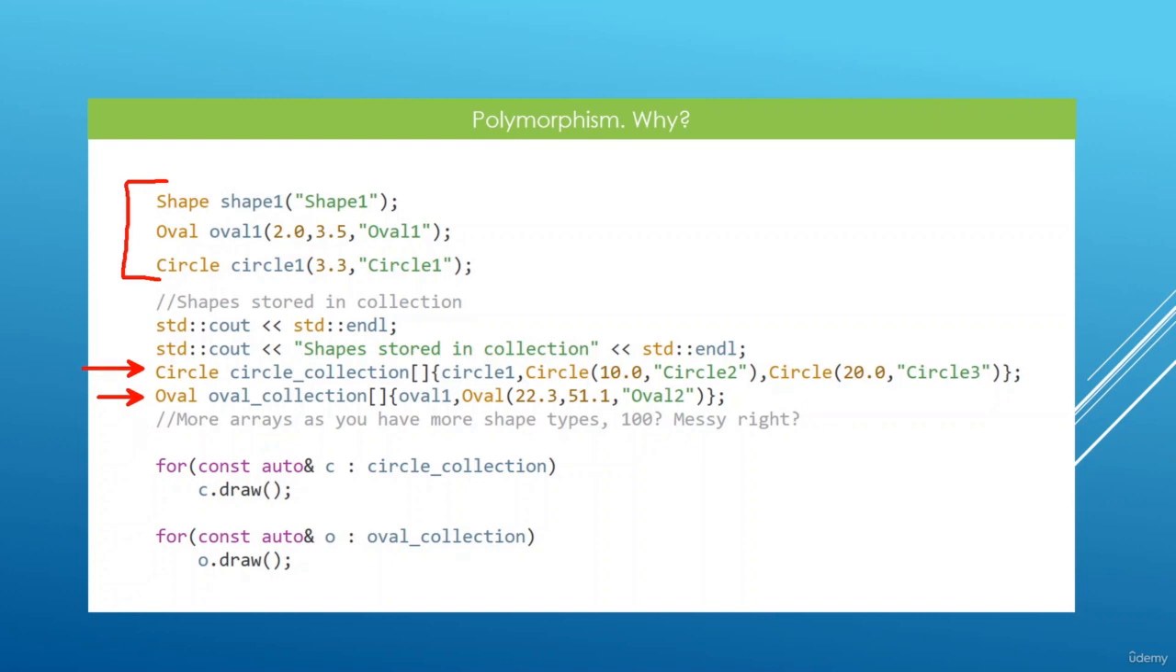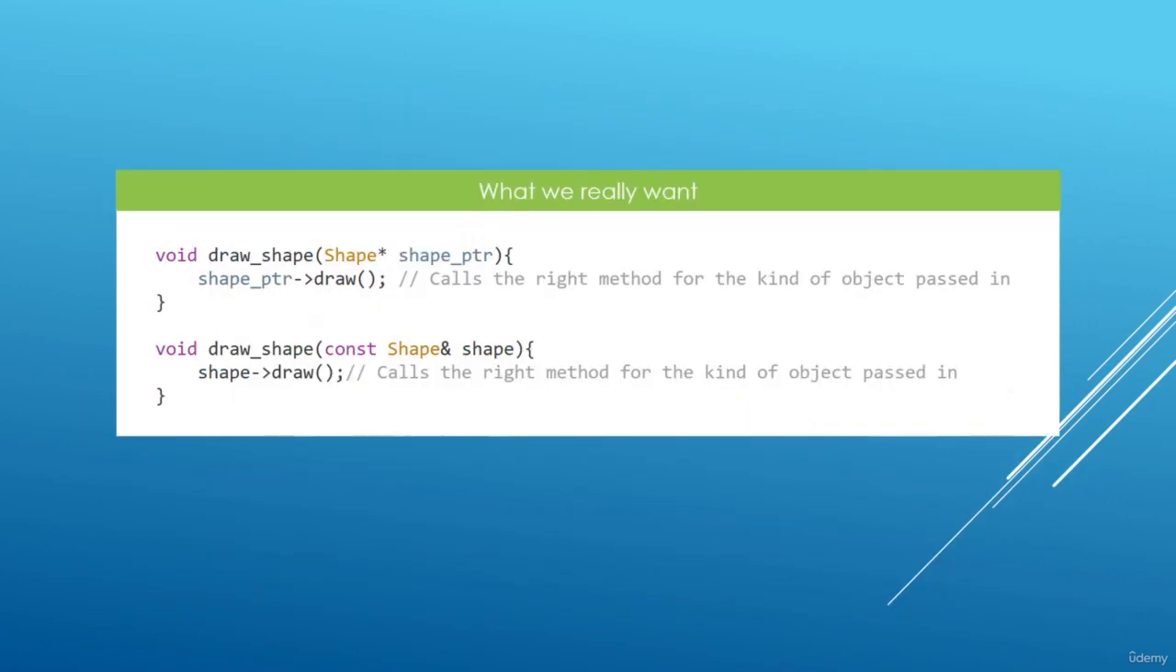And if we want to draw them, we have no choice but to set up different kinds of loops. And each of these loops is going to be looping on each of these collections here. Hopefully you can see that this is bad design. We don't want to do this. We want to set up something that is really easier to manage in our program. And polymorphism in C++ was designed to exactly solve this kind of problem.